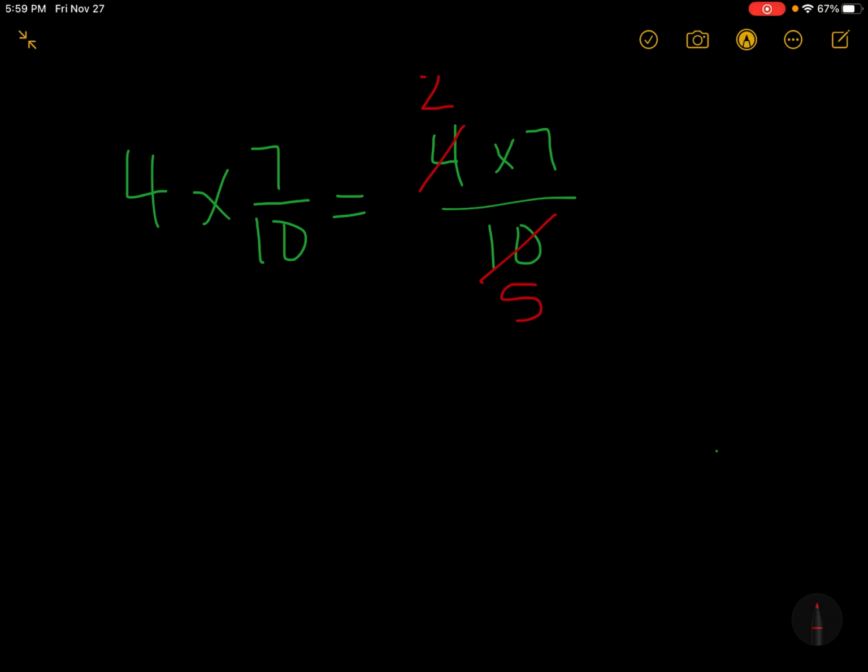I can rewrite my new problem as 2 times 7 over 5. 2 times 7 I know equals 14. And we keep that denominator of 5. If we were going to turn this into a mixed number, then we would say, how many groups of 5 can we pull from 14?